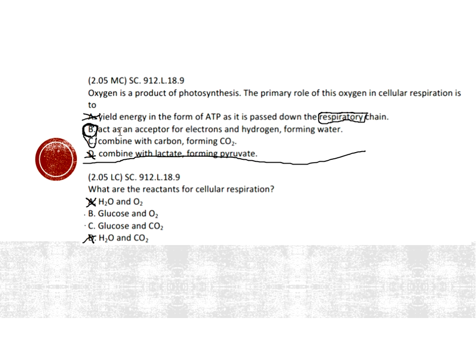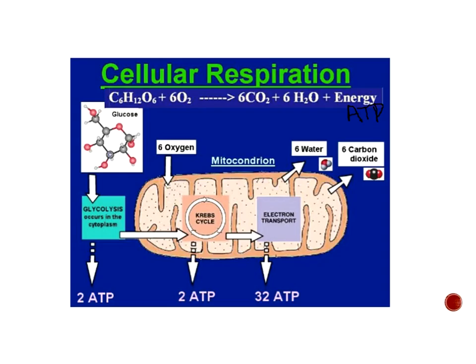So which one does respiration use? Does it use oxygen to start with, or does it use carbon dioxide? And hopefully you know that oxygen is necessary for cellular respiration to take place because carbon dioxide is going to be a product of cellular respiration. Okay, so B would be the correct answer.